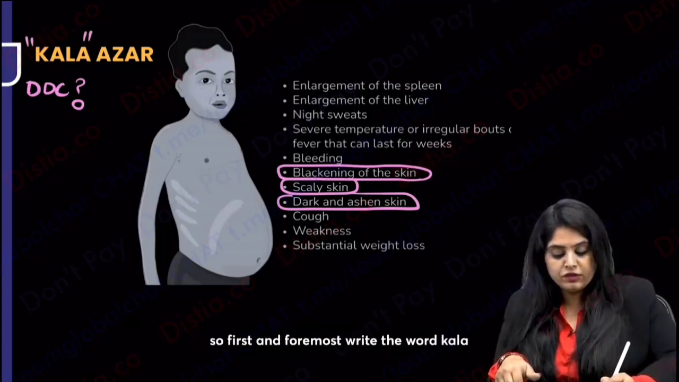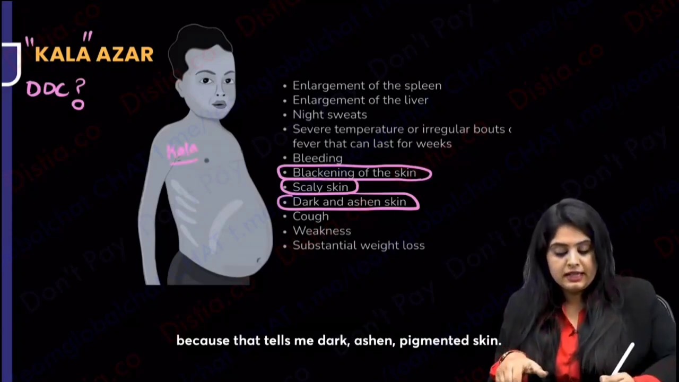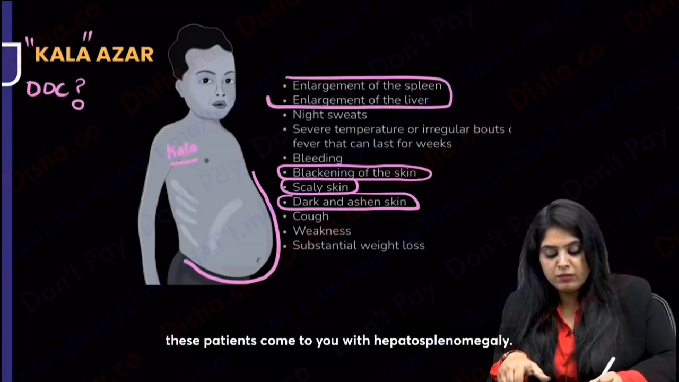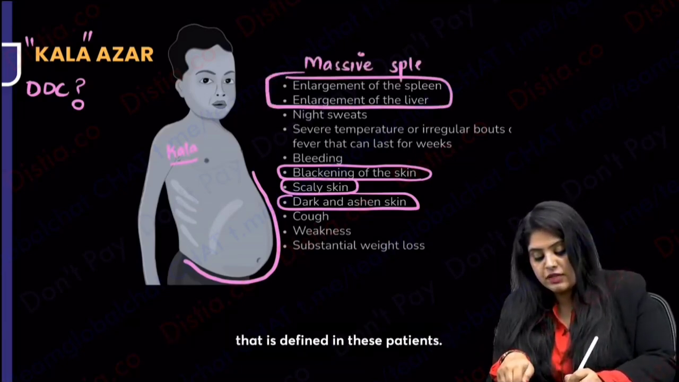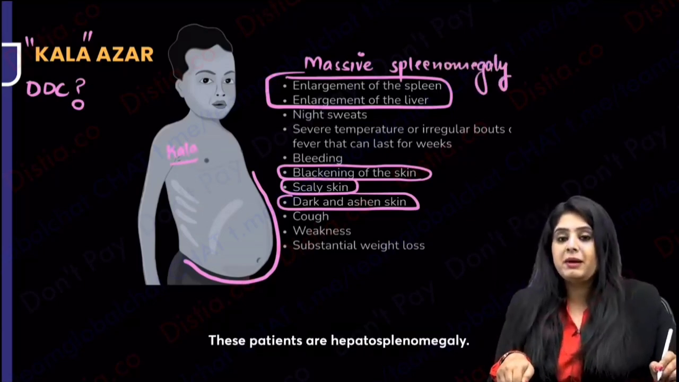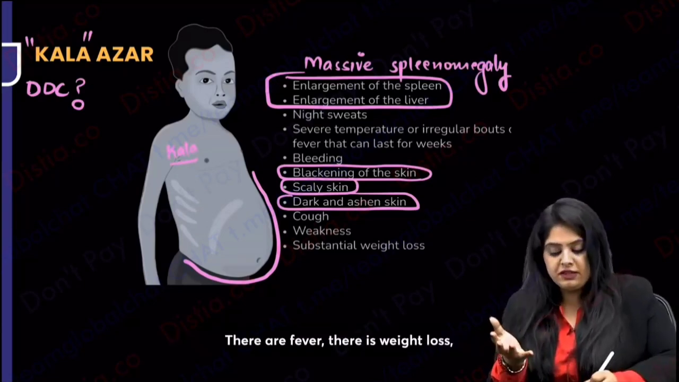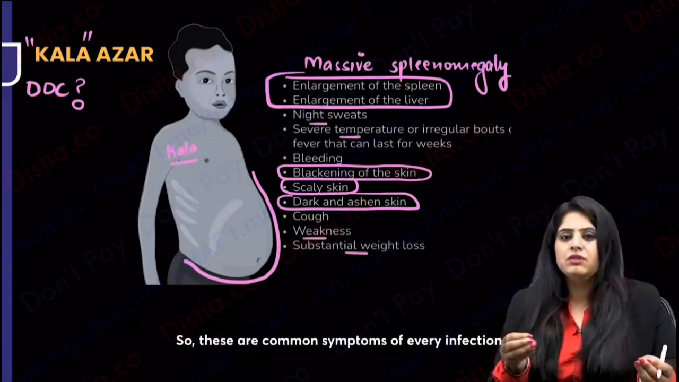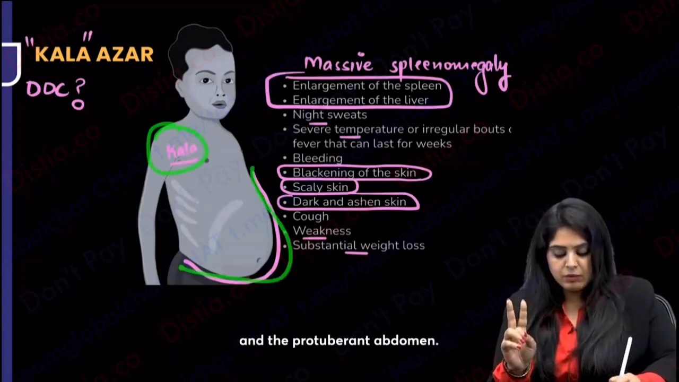First and foremost, I'll write the word Kala because that tells me dark, ashen, pigmented skin. You will also see a protuberant abdomen because these patients come to you with hepatosplenomegaly, and let me tell you, there is a massive spleen in these patients. There is massive splenomegaly that you're going to see, right? Apart from that, there are symptoms of any infection: fever, weight loss, weakness, night sweats. These are common symptoms of every infection, but the two main things are the pigmentation and the protuberant abdomen.